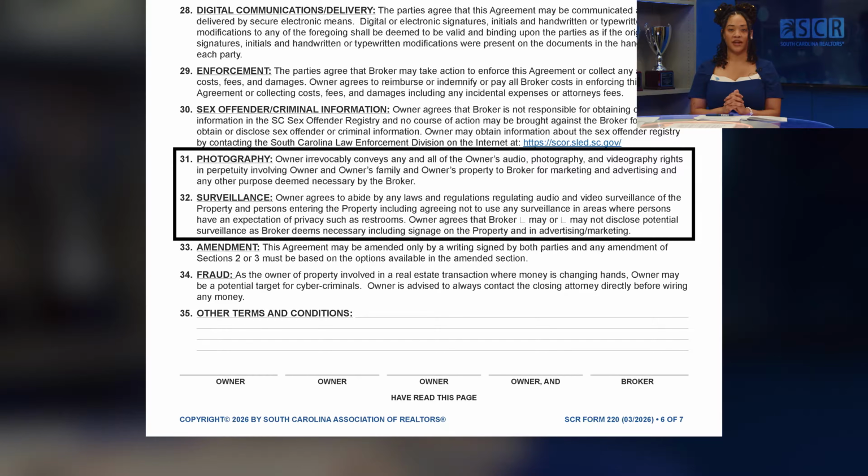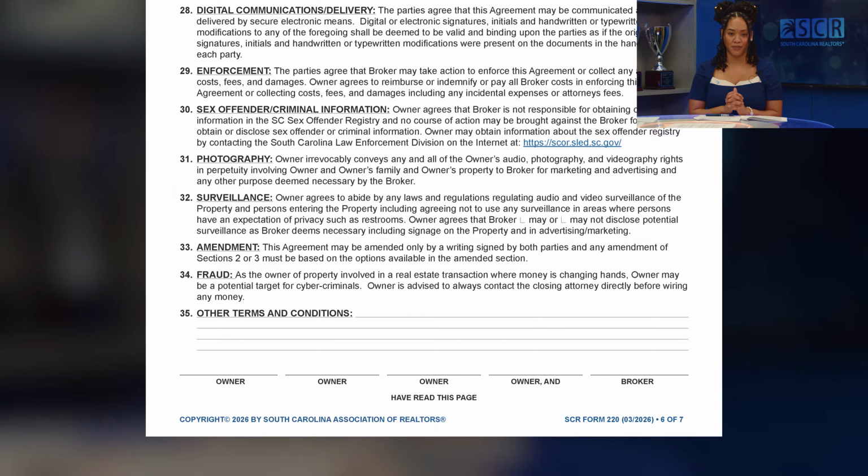Sections 31 and 32 deal with photography and surveillance. These sections grant you the right to use marketing photos and remind the owner to follow all laws regarding audio and video surveillance during showings. Also, everything's being recorded. Everyone has a Ring doorbell, so be careful when going to showings about the things that are said inside of properties.